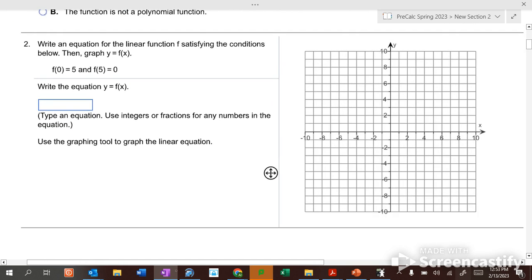F of 0 equals 5. F of 5 equals 0. F of 0 equals 5. F of 5 equals 0. So is this a linear function? Yes. Okay. And so since it's a linear function, it makes a straight line.